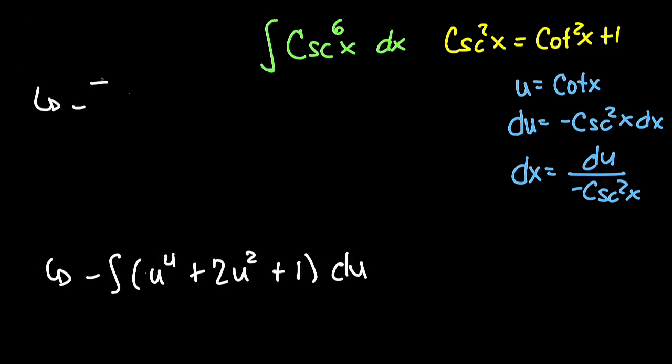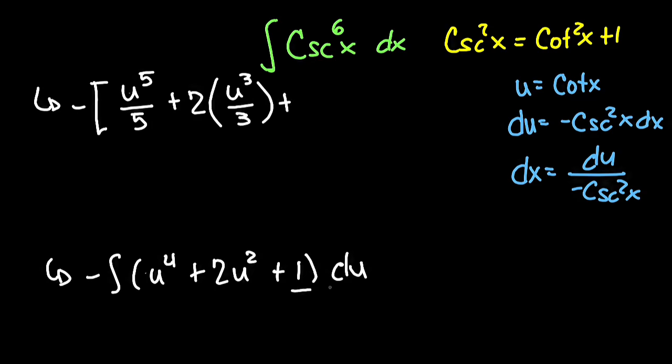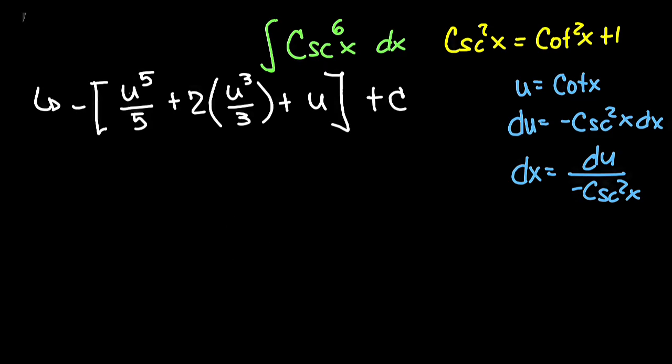So this should be negative, and multiply it by the integral of this first part. The integral of u to the power of 4 is simply u to the power of 5 over 5 plus twice of the integral of u squared, which is u to the power of 3 over 3, plus the integral of 1 du, which is u, plus c. Distribute the negative sign among the inside part. So this would be negative u to the power of 5 over 5 plus 2/3 multiplied by u cubed. This should be negative.